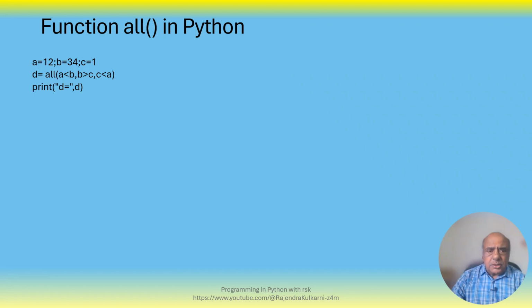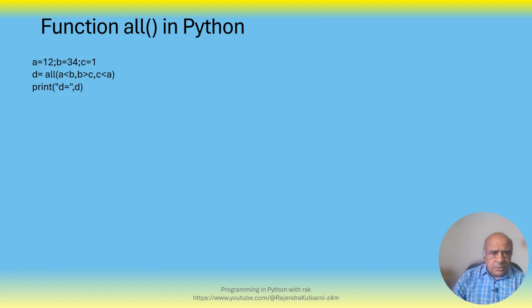A is 12, B is 34, C is 1. Then there is a statement all, into bracket, A less than B, which is true, B greater than C, which is true, C less than A is true. So what we expect is this expression, D is equal to all, A less than B, B greater than C, C less than A, all separated by comma, should evaluate to true.